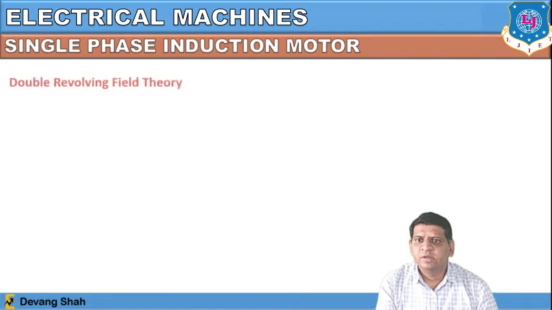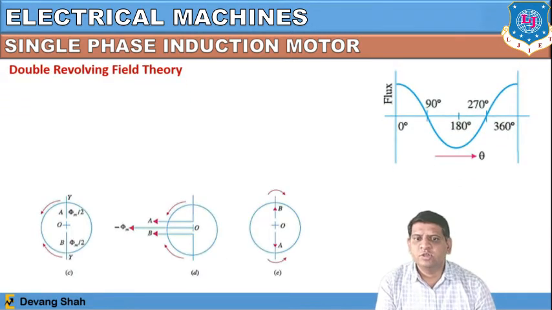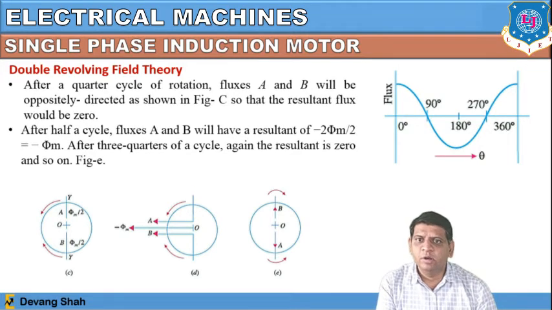Because of this we can solve this problem, or we can produce the initial torque, using this double revolving field theory, where after a quarter cycle of rotation, fluxes A and B will be oppositely directed as shown in figure C. So the resultant flux would be 0, and after half a cycle, fluxes A and B will have a resultant of minus 2 phi m divided by 2, so that is equal to minus phi m. After 3/4 of the cycle, again the resultant becomes 0.